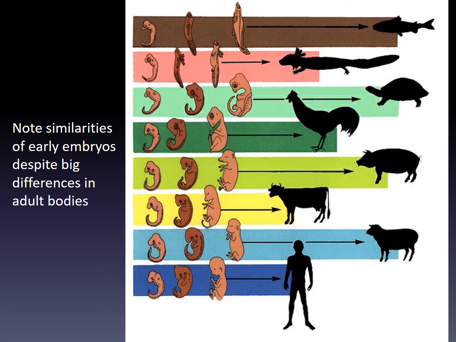So despite big differences in adult bodies, all of these earlier embryos look the same, and we think that this is because the challenges of the embryonic environment are very similar depending on if you're a human embryo or a salamander embryo or a fish embryo. And so that developmental plan in the earliest stages of life hasn't been molded by evolution in the same drastic way that our adult forms have been.